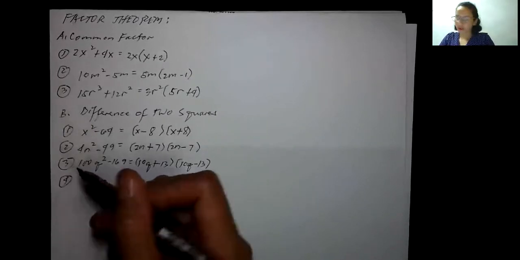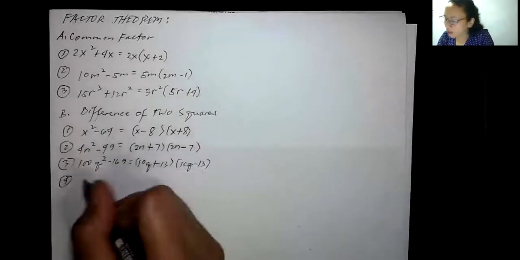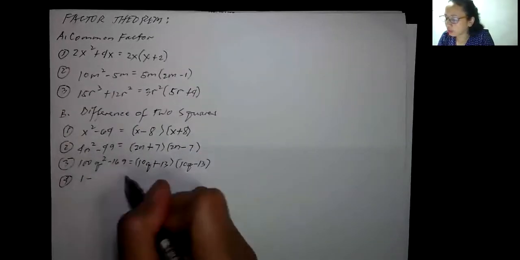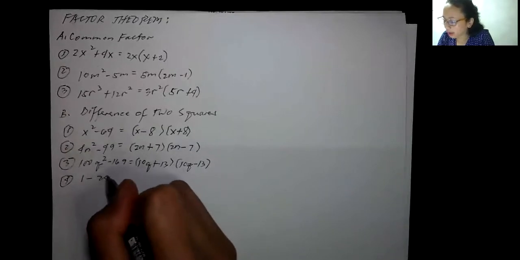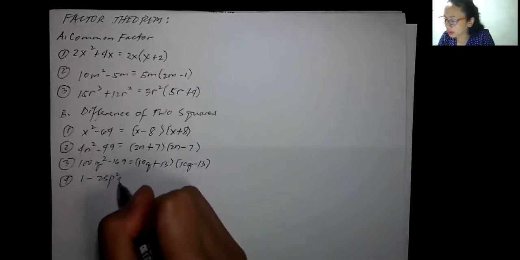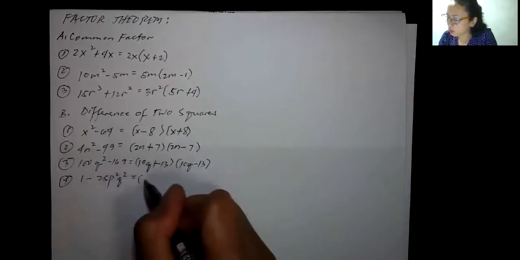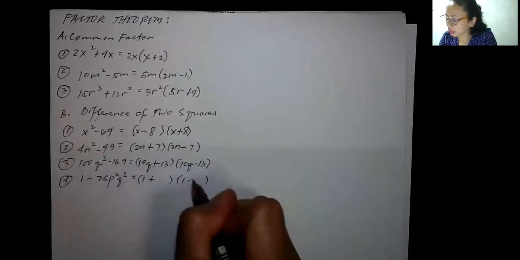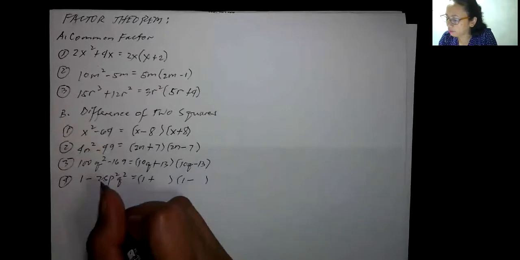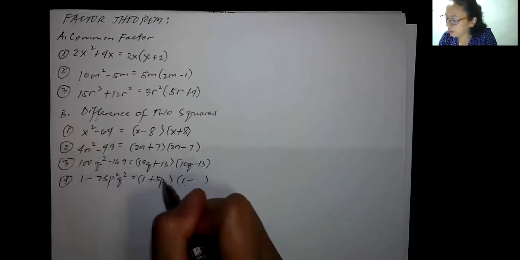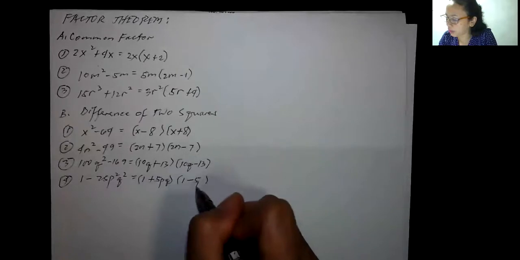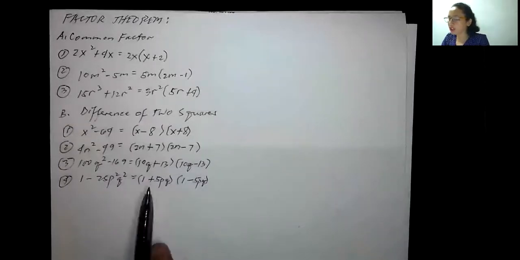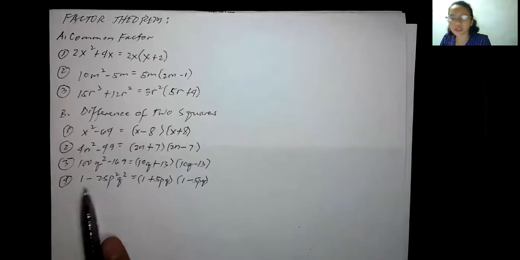Let us have another example. Number 4. Suppose we have here 1 minus 25pq squared, and so we have here 1 and then 1, isang positive, isang negative. So the square root of 25pq squared is 5pq, the other one is 5pq. So as what you have noticed, they are only different from the sign. And that is the difference of two squares.